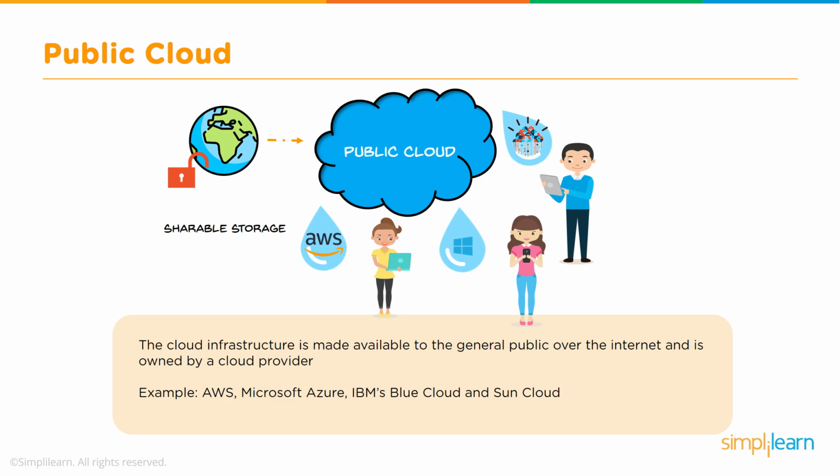Alright, so that was a good learning. Let's summarize the types of cloud based on deployment models. As we know now, the public cloud is a cloud infrastructure that's made available to the general public over the internet, and it is owned by the cloud provider. Some of the major cloud providers are AWS, Microsoft Azure, IBM's Blue Cloud, and Sun Cloud.